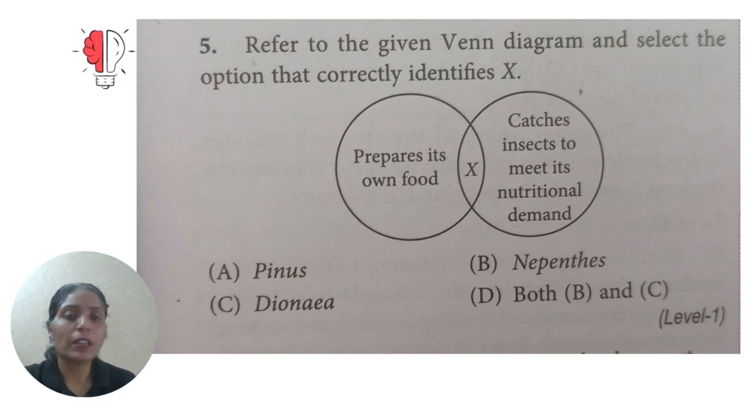Let's discuss B, Nepenthes. Nepenthes is another name for pitcher plant. This plant can capture insects as well as do photosynthesis. The third option says Dionaea. Dionaea is another name for Venus flytrap, which means this plant also can prepare food as well as capture the insect. Hence, option D should be the correct option.